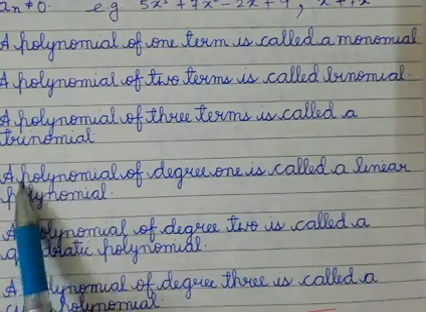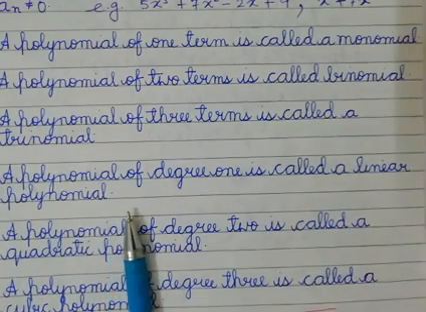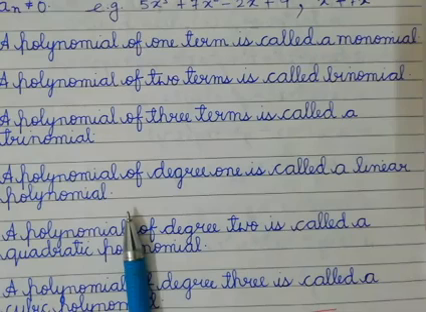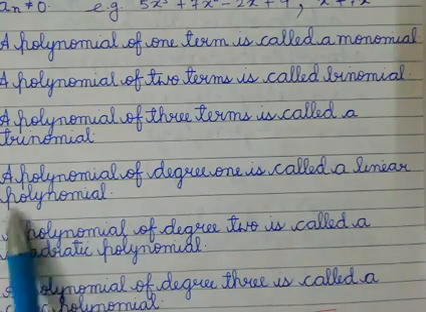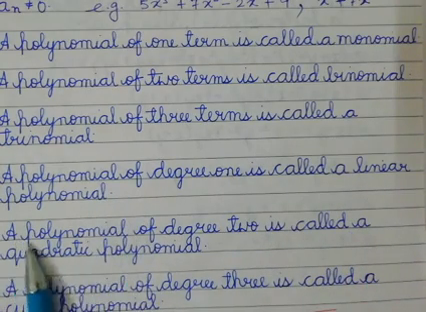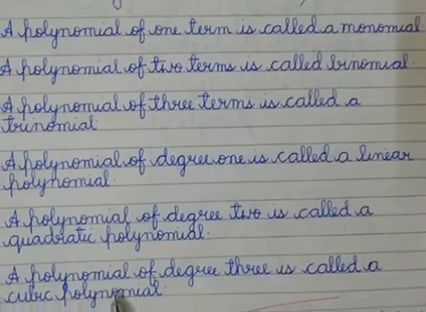Tri means three. A polynomial of degree 1 is called a linear polynomial. Degree means, if it is in one variable, the highest power of the variable is known as the degree. Or if two variables are multiplied, the sum of their powers is known as the degree. If the degree of the polynomial is 1, it is known as a linear polynomial. If a polynomial of degree 2 is there, it will be known as a quadratic polynomial, and if the degree is 3, it is known as a cubic polynomial.